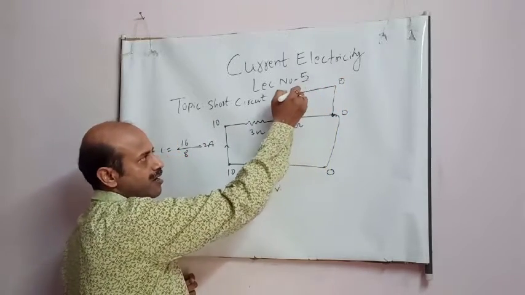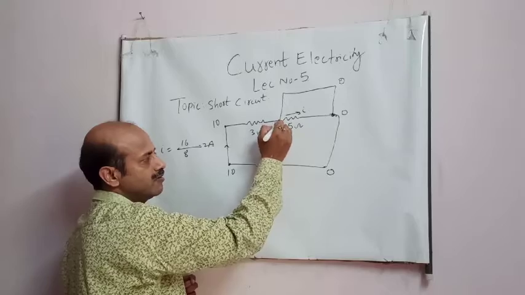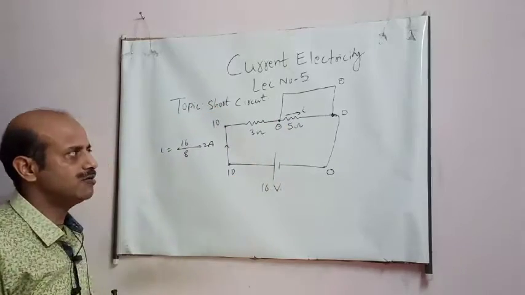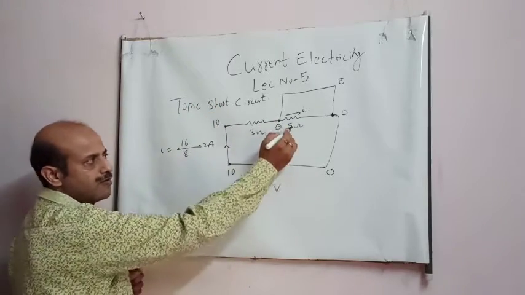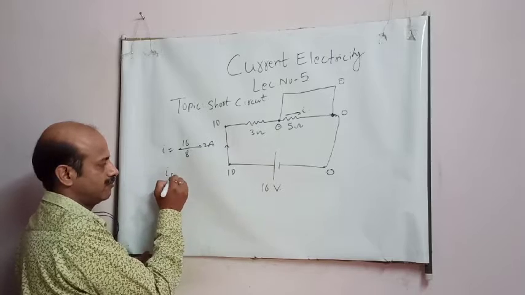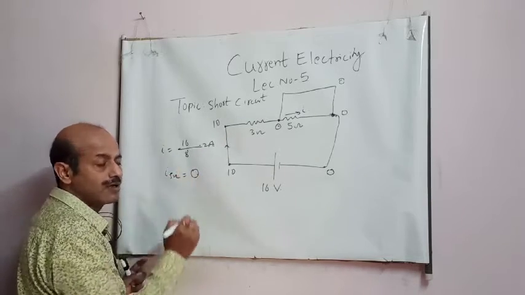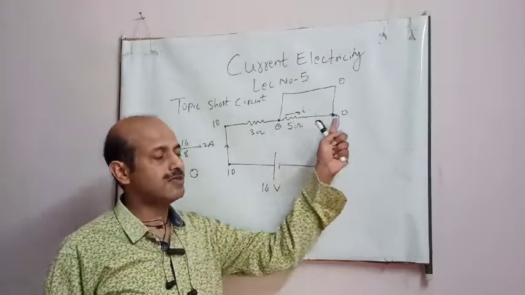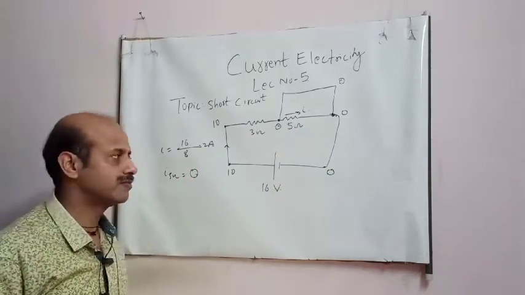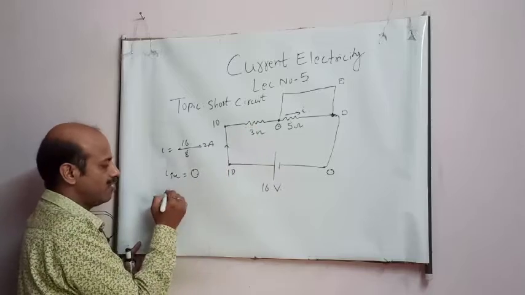Now this same wire, a conducting wire, is connected over here. Now you see, student, the current through this 5 ohm resistor is 0, because the potential difference across this resistor is 0. And through this resistor, how much will the current be?